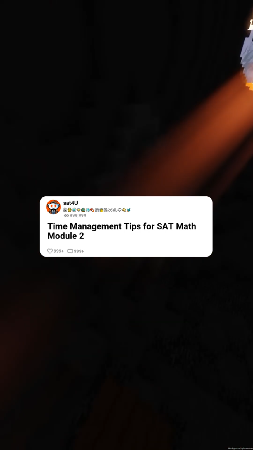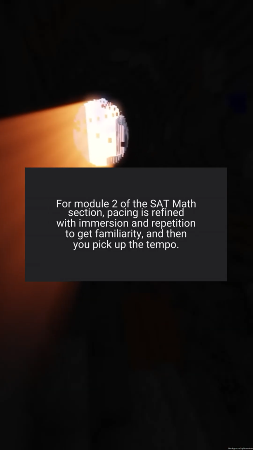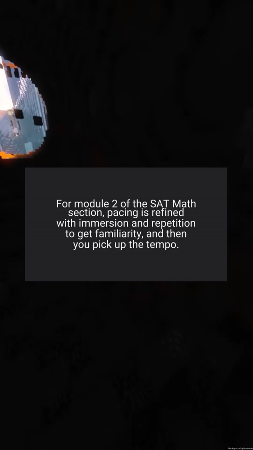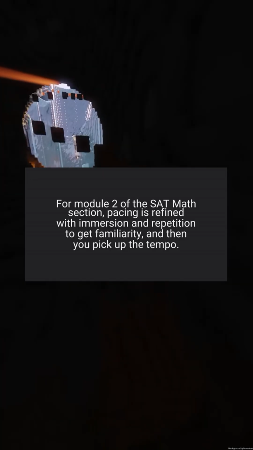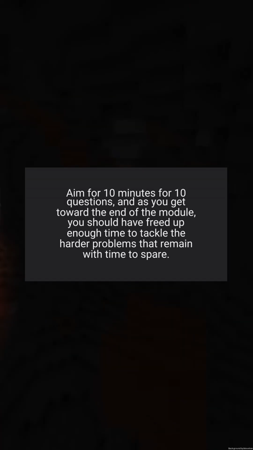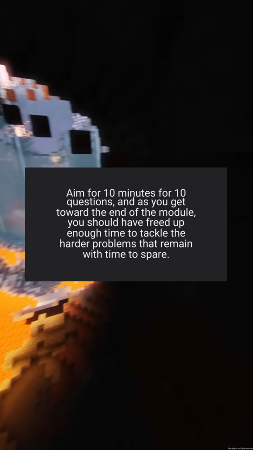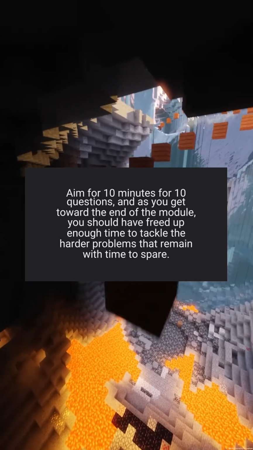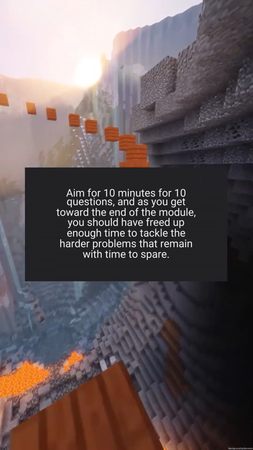Time management tips for SAT Math Module 2. For Module 2 of the SAT Math section, pacing is refined with immersion and repetition to get familiarity, and then you pick up the tempo. As before, don't spend more than 20 seconds on a question. Skip it and come back. Aim for 10 minutes for 10 questions, and as you get toward the end of the module, you should have freed up enough time to tackle the harder problems that remain with time to spare.